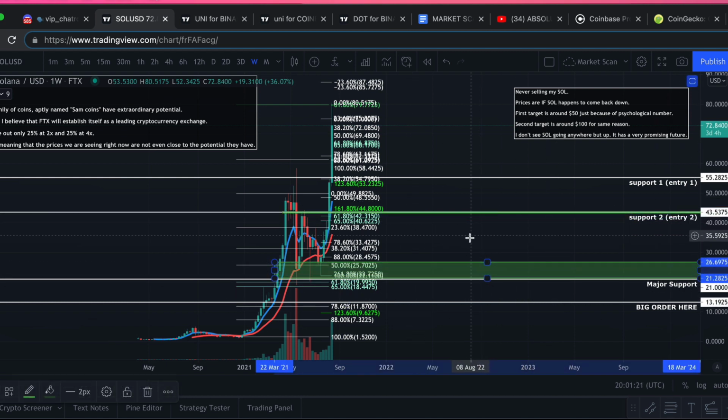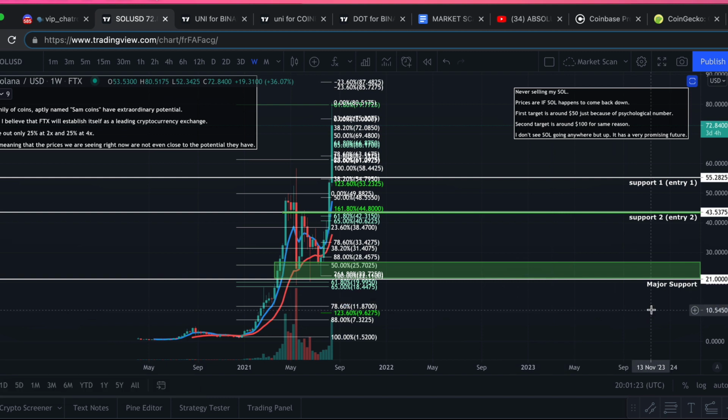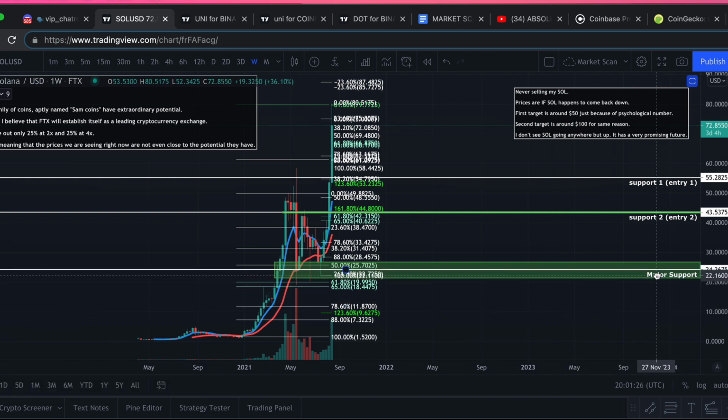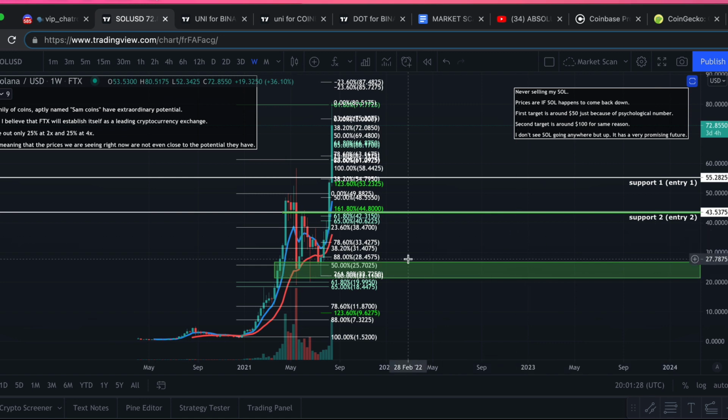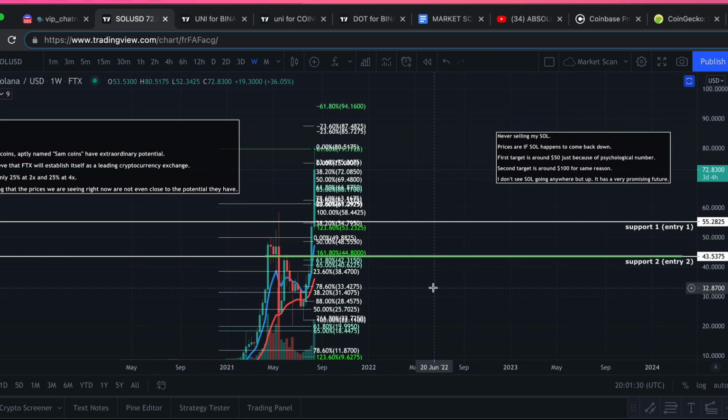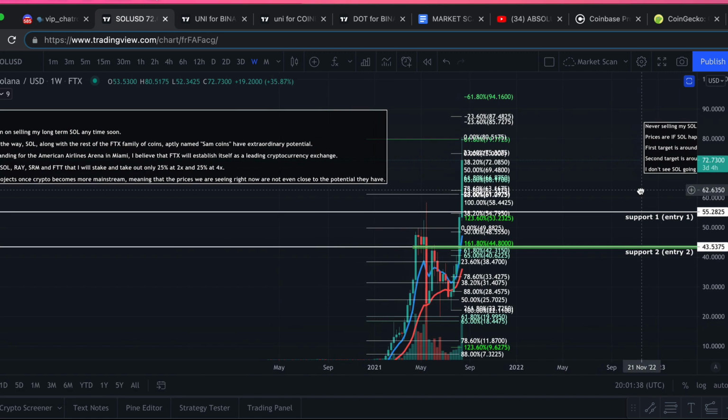Have a huge bag of Sol. This is never going to get hit ever again. I'm going to have to do analysis on Sol and see what is up.